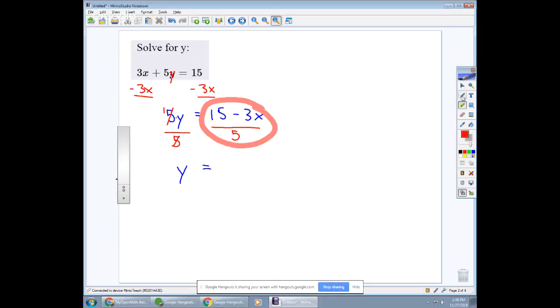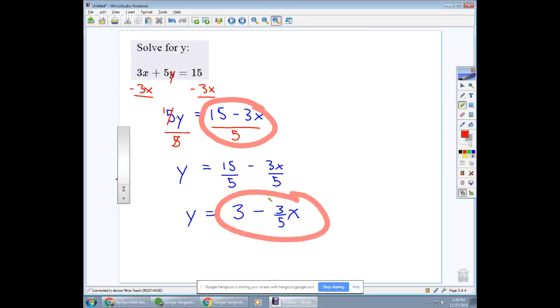Although you could view it as both the 15 and the minus 3x are being divided by 5. Which is like the reverse of subtracting fractions. If you have a common denominator, you keep that denominator and combine the numerators. And so I could then say y is equal to 5 goes into 15 3 times minus 3/5 x. So this would be another way I could state the answer here.